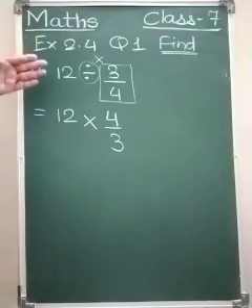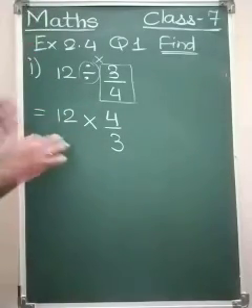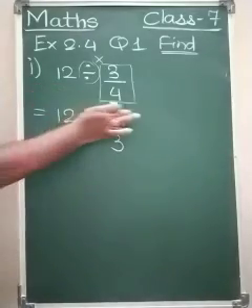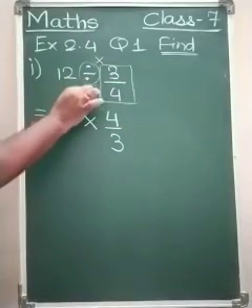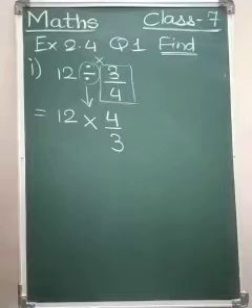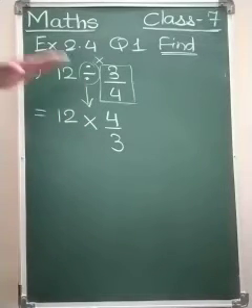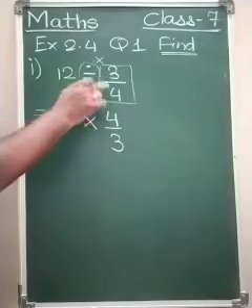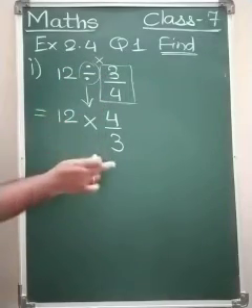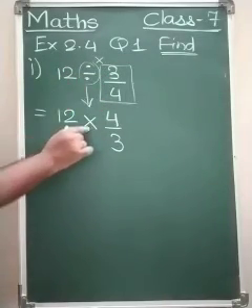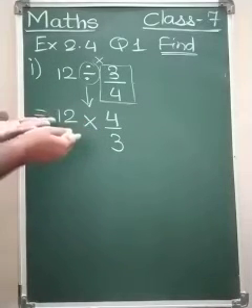What we have done in exercise 2.3, the same way we have to proceed here. Only this step is very important. From here coming to here is very important. So you have to be very careful for this. So what we have done, we have reciprocated 3 upon 4, that will be 4 upon 3, and division sign has been converted into multiplication. So now we have to just solve it.